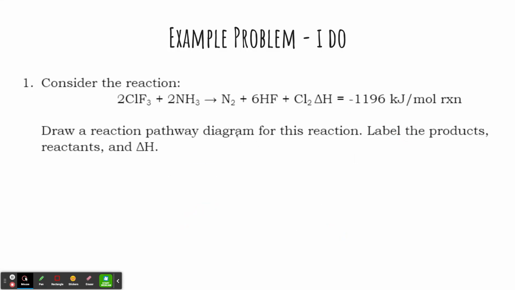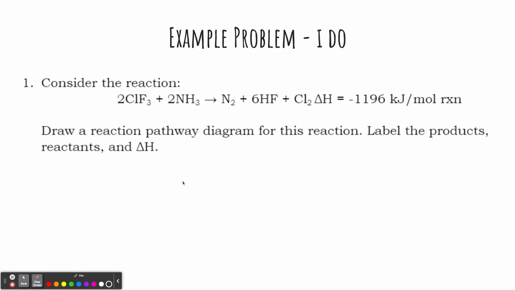So here is our example problem. Consider the following reaction. It says chlorine trifluoride reacts with ammonia to form nitrogen gas, hydrofluoric acid, and chlorine gas. It gave us that our delta H is negative 1,196 kilojoules per mole. It wants us to draw the reaction pathway for this reaction, and we have to label the reactants, the products, and delta H itself.